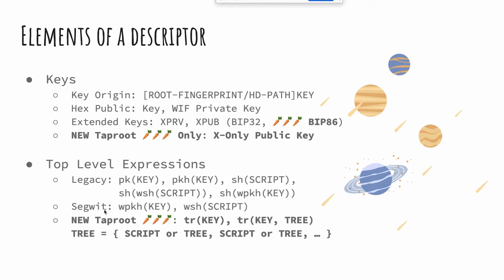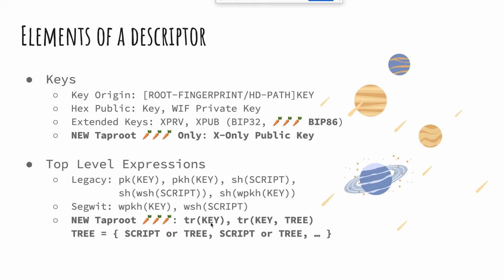Then there's SegWit. So you have witness public key hash with just the key inside, and that key could be a WIF, or it could be an xpub or an xpriv, anything that's key-like. The thing you can't put in there, if it's SegWit, is an X-only public key. That's only Taproot. Or a witness script hash, which has a script defined in it. What's new in this descriptor spec for Taproot is that you can now have this top-level script of TR, so Taproot.